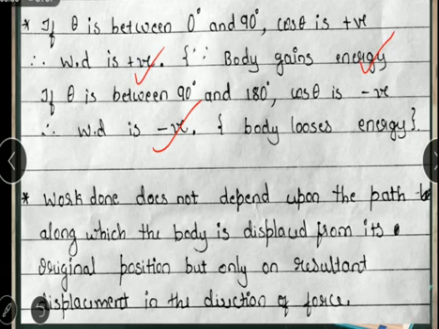Okay, the body is displaced from its original position, but it depends only on the resultant displacement in the direction of the force. Okay, so it depends only on the resultant displacement, the final displacement. That is the difference between initial and final position, nothing but the resultant displacement in the direction of force. Okay.